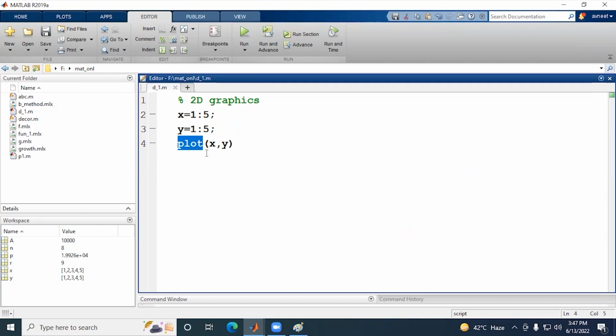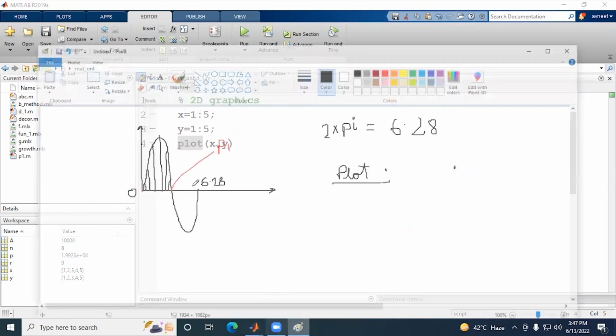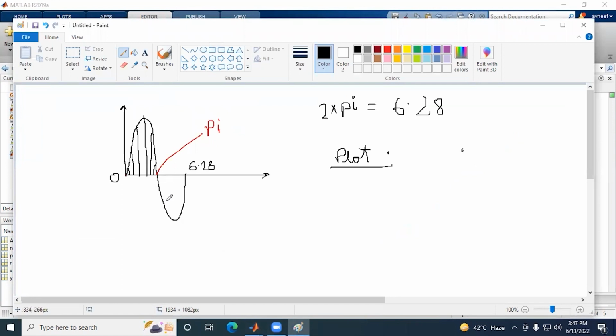Basically, the plot function is to join the points. The number of points doesn't matter. If you have 2 points, it will join and give you a line. If there are 500 points, it will join and give you a line again. But for that line, I can change my y-axis values. For sine, I'm going to change my y-axis values, but right now I'm discussing the x-axis.